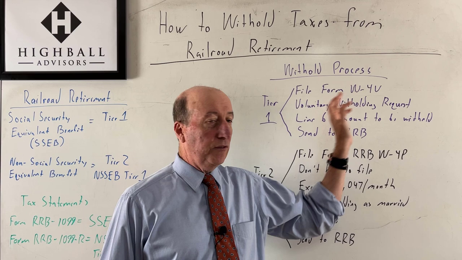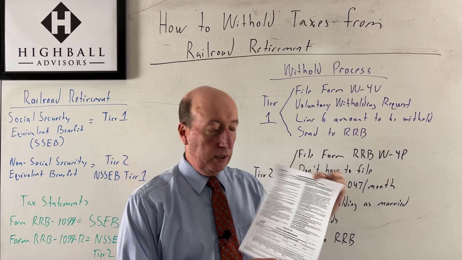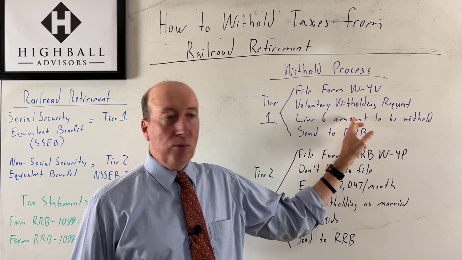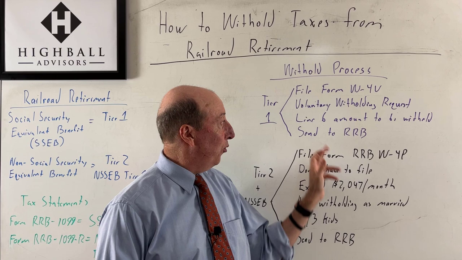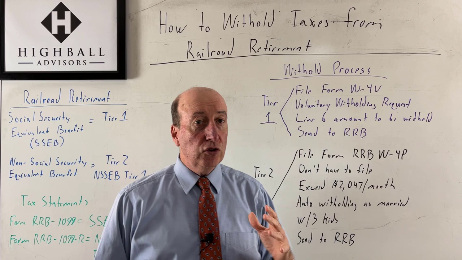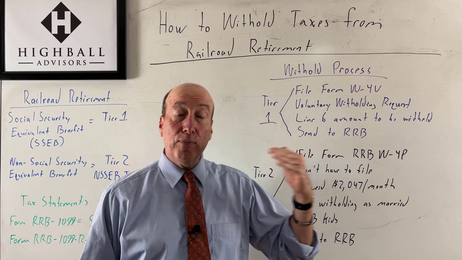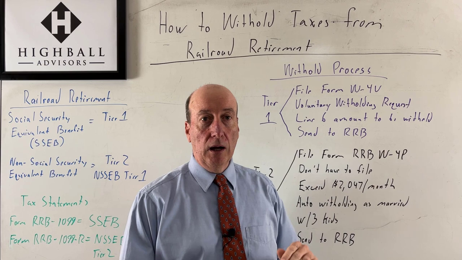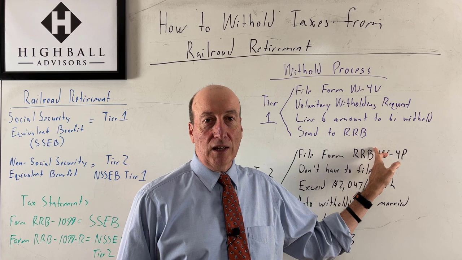Here's the form right here. You can Google it and print it out. It's a voluntary withholding request. Then you go to line six of this form, the amount to be withheld, and they have certain percentages you can take out: 7, 10, 12, 22 percent can be withheld. So this is where you have to do proper tax planning. How much income do I have? What bracket am I in? What marginal bracket am I going to be in? Then you put that down in your form. Once that form is complete, you send it to the RRB. Don't send it to Social Security. Send it to the RRB, very important.